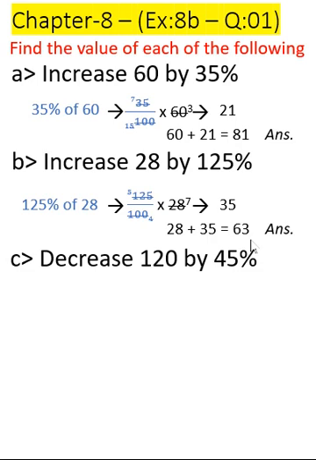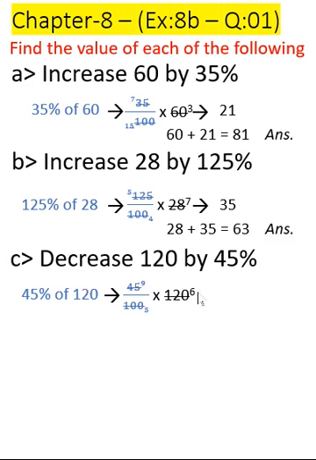Now students, this is part C, decrease 120 by 45%. We calculate 45% of 120 first. So we write 45% of 120. 45 over 100 will be the fractional number of 45%, and we divide, we read the table of 20. 5 times 20 is 100 and 6 times 20 is 120. Still 5 is in the denominator, so we read the table of 5. 5 times 1 is 5 and 5 times 9 is 45.